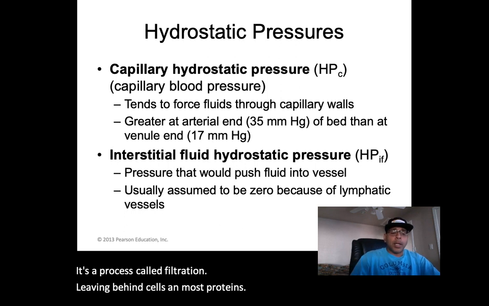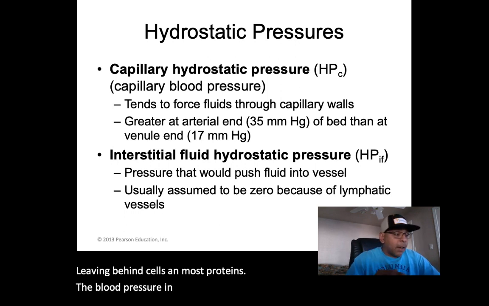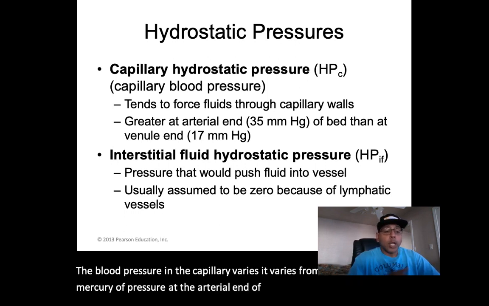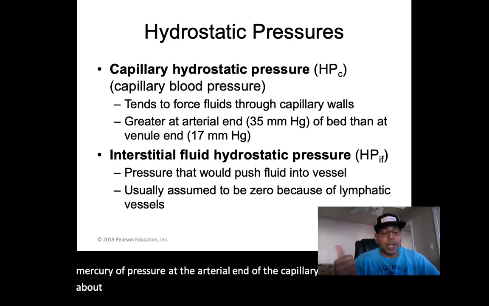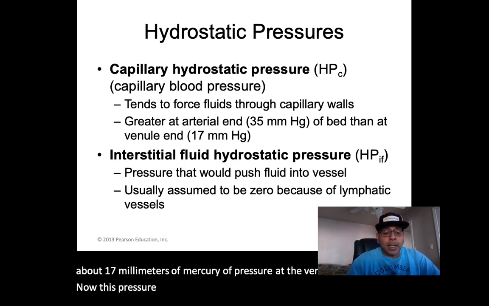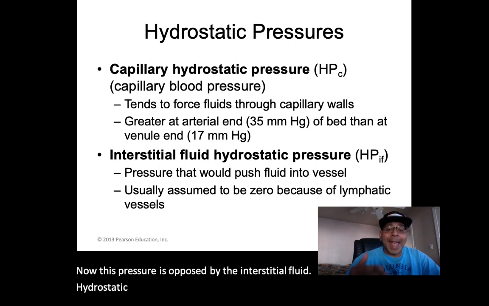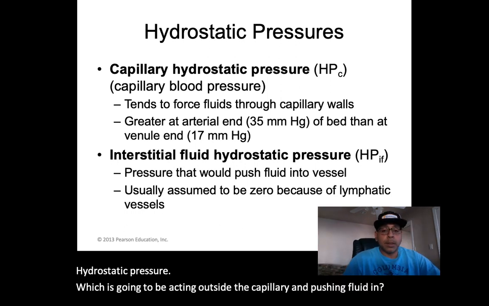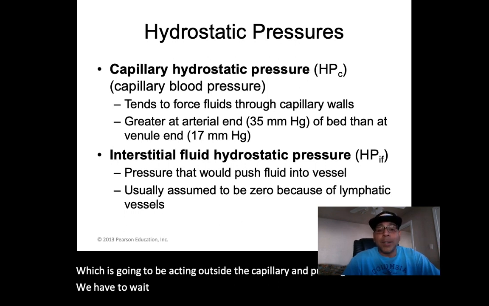The blood pressure in the capillaries varies. It varies from 35 millimeters of mercury at the arterial end of the capillary bed to about 17 millimeters of mercury at the venous end. Now, this pressure is opposed by the interstitial fluid hydrostatic pressure, which is going to be acting outside the capillary and pushing fluid in. We don't have to worry because that pressure is usually zero.